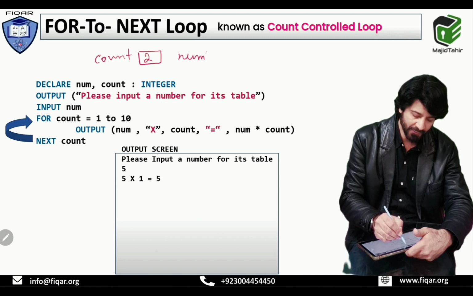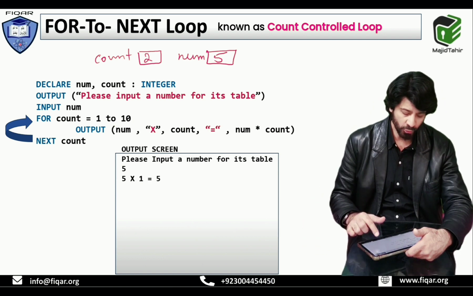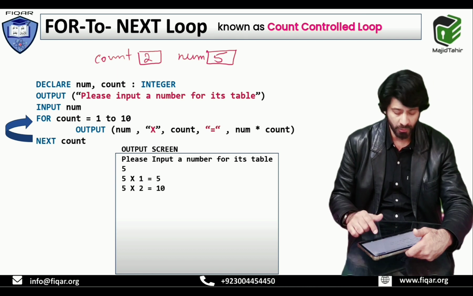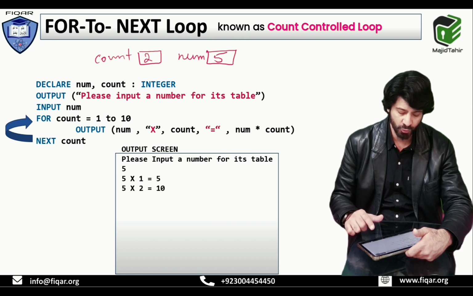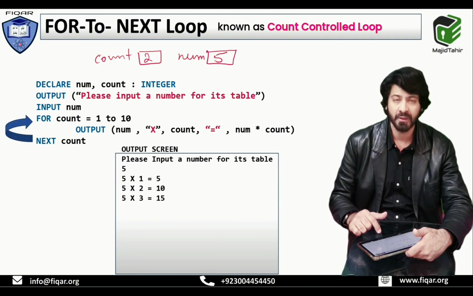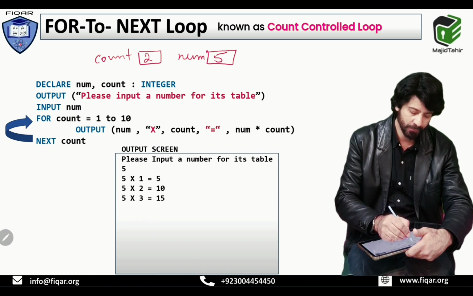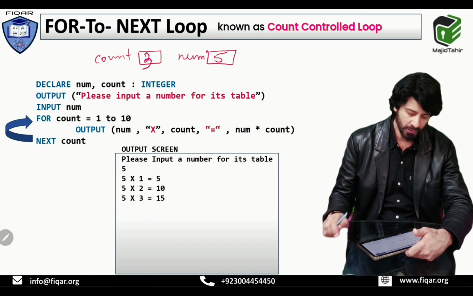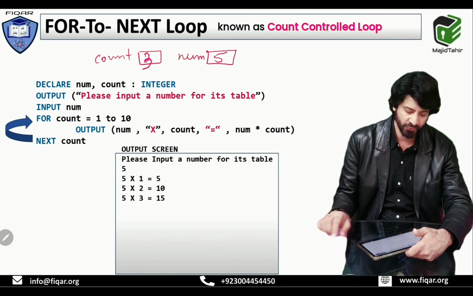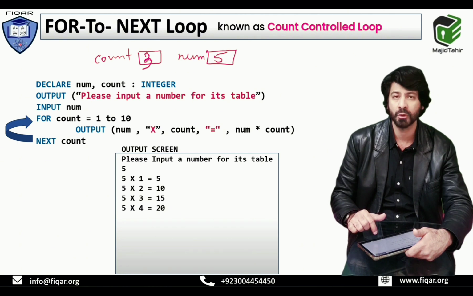Num will have the value 5 as it is, as the user has input it only once. So the loop goes back again and count increased to 2, so 5 times 2 equals 10. The loop goes back again and 5 times 3, because now count went from 2 to 3. So 5 times 3 is equal to 15. The loop goes back again, 5 times 4 is equal to 20.